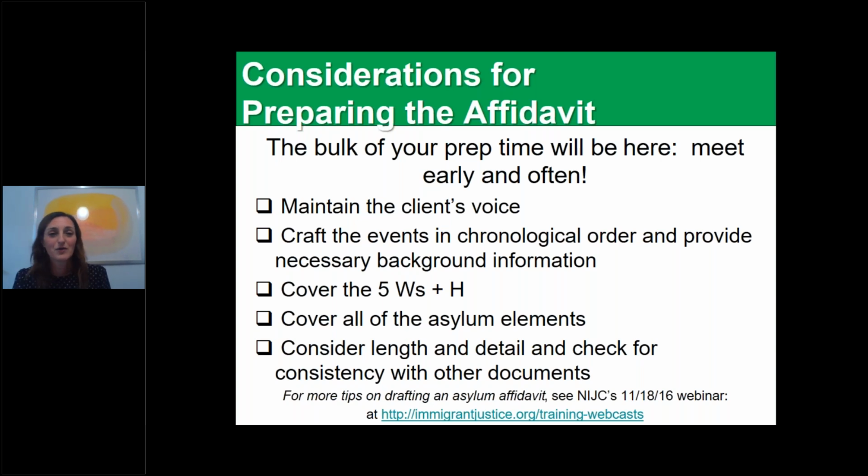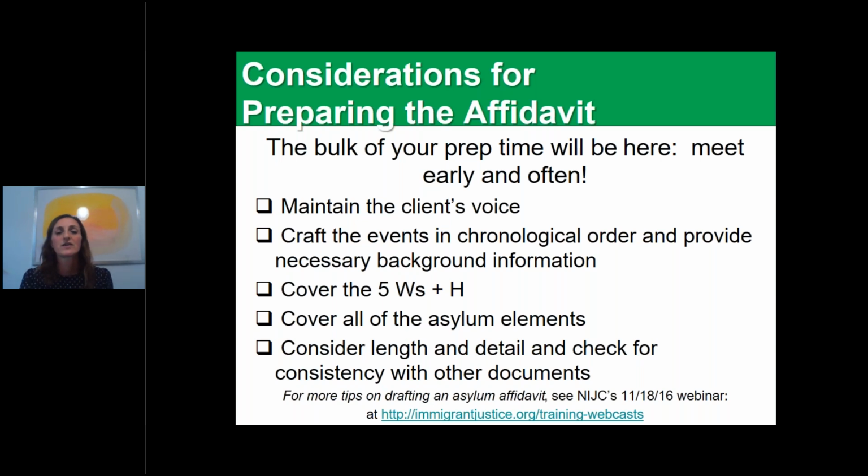Providing the who, what, where, when, why, and how. So who harmed your client? What happened? Why did they do it? How did your client respond? Why did they flee to the United States? Why are they afraid to return? So all of those things should be part of that affidavit. All of the asylum elements should be included in there.